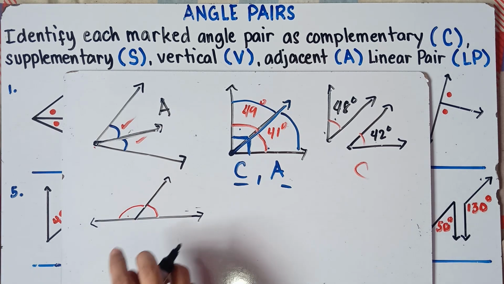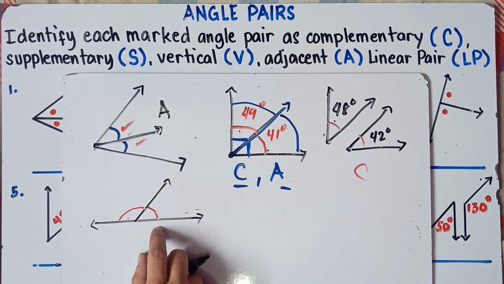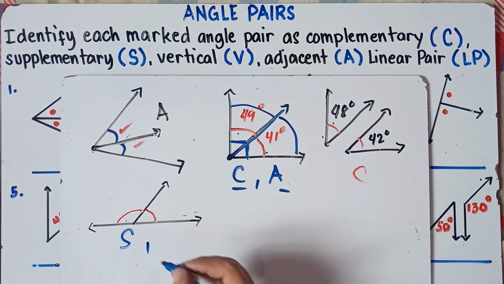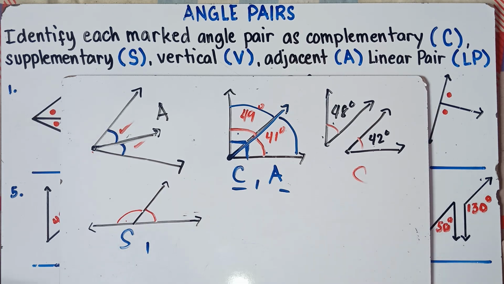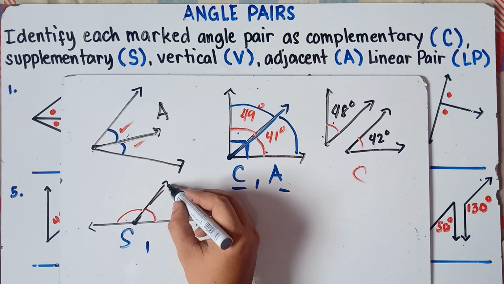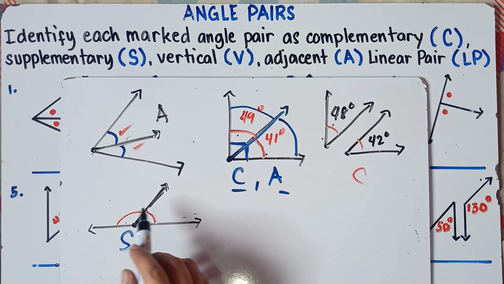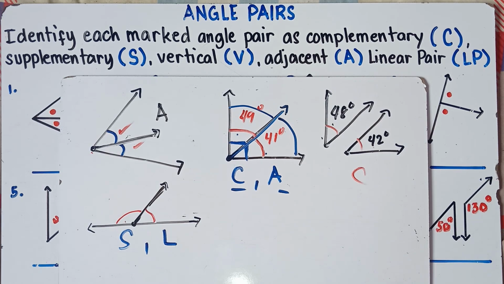So therefore, class, in this scenario, we can call this one supplementary angles because if you add the two angles, it would be equal to 180 degrees. Next question, can we call this one linear pair? Are these two angles adjacent angles? Yup, they are adjacent angles because they share a common vertex and a common side. So these two angles are adjacent and they add up to 180 degrees. Therefore, we can call this one linear pair, and we can also call this one supplementary angles.